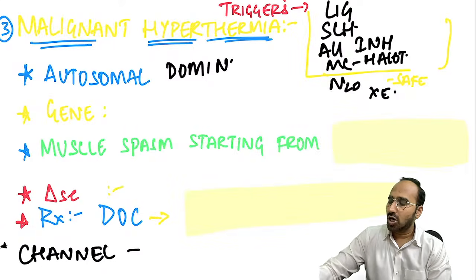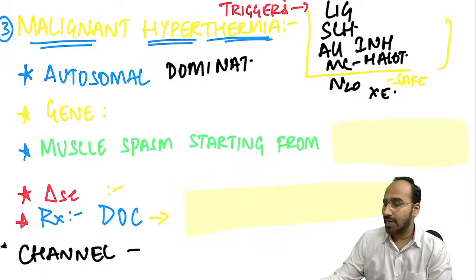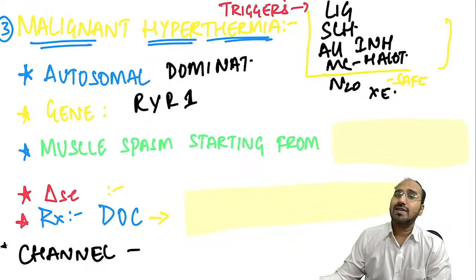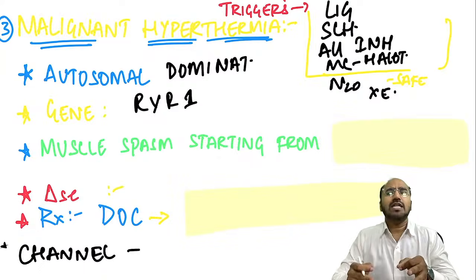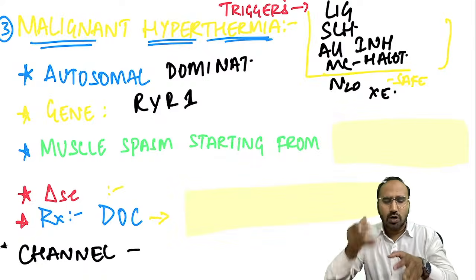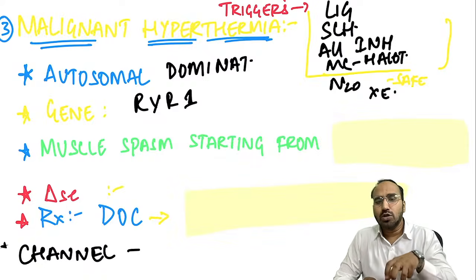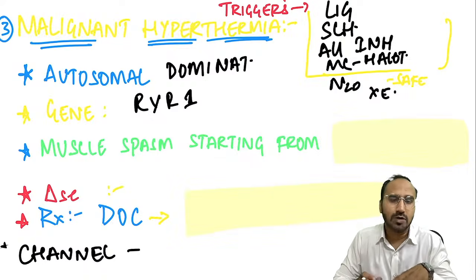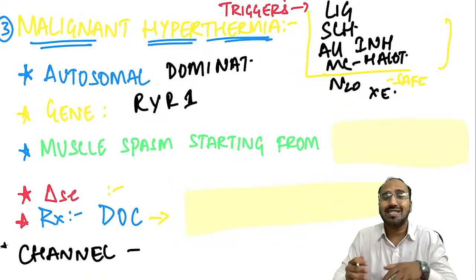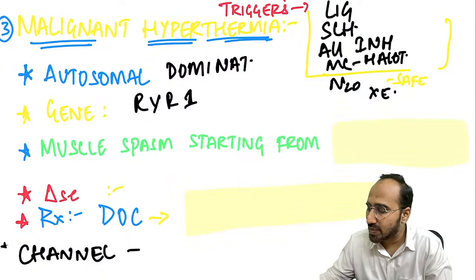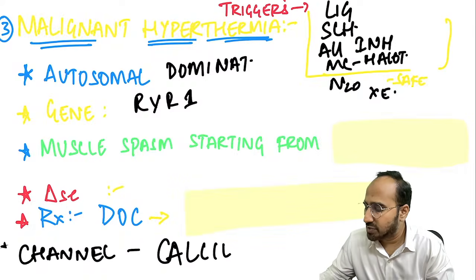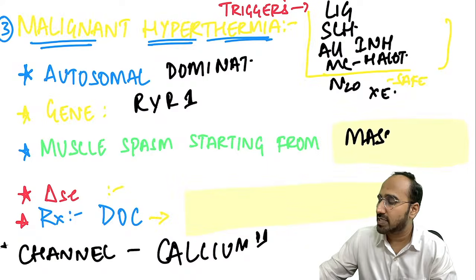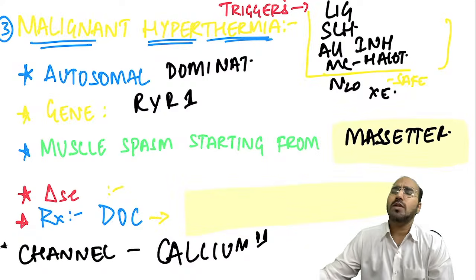So guys, remember, malignant hyperthermia is autosomal dominant. It is seen in autosomal dominant patients. What is the gene responsible? RYR1 gene. And what will happen, guys? Whenever you give an autosomal dominant patient choline or any of the triggering factors, it will go to the abnormal ryanodine receptor and stimulate it to release calcium. Due to the release of calcium, the patient has muscle spasm. So the channel usually involved is the calcium channel. And this muscle spasm usually starts in the masseter muscle, thereby the whole body gets involved.